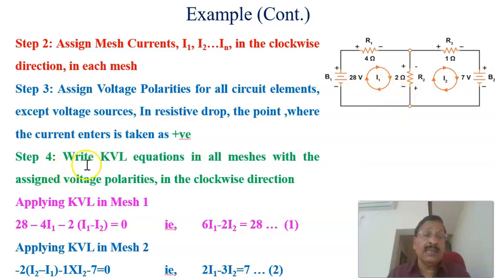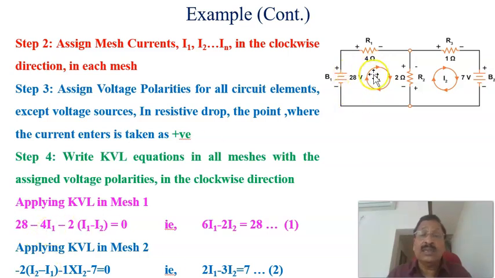Then the next step is to write the KVL equation in all the meshes. That is, for these two meshes, we write Kirchhoff's voltage equation with the assigned voltage polarity, moving in the clockwise direction. Applying Kirchhoff's voltage law for mesh 1, we move in the clockwise direction. What is the voltage drop here? It is equal to I1 into 4 ohm. Since it is a voltage drop, we take it as minus, that is minus 4I1.